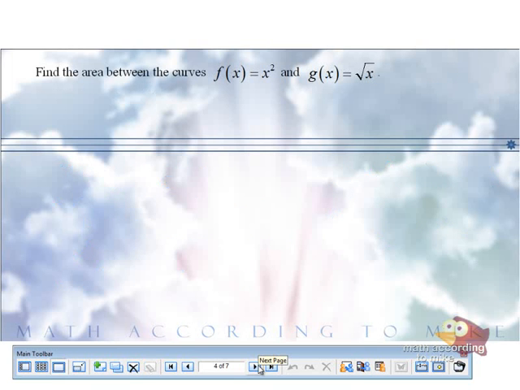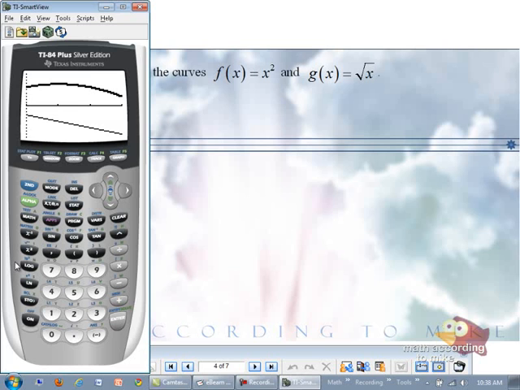Find the area between the curves f of x equals x squared and g of x equals square root of x. Oh, I lied. They can get worse because they may not tell you where they cross. So we need to graph these to figure out where they cross. So go into your calculator. Go into your y equals. Clear. x squared, square root of x.